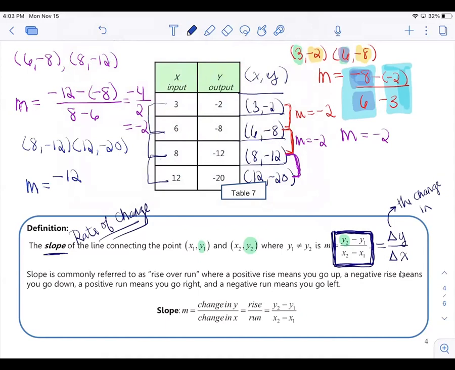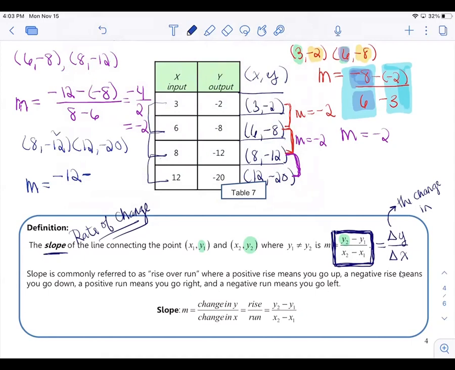What should I minus it? What goes next if I choose this one? Should be minus -20. Good. Divided by, this is the key thing. If you want to change the order on me, that's fine. But because you chose -12 first, you have to choose 8 first in the denominator.